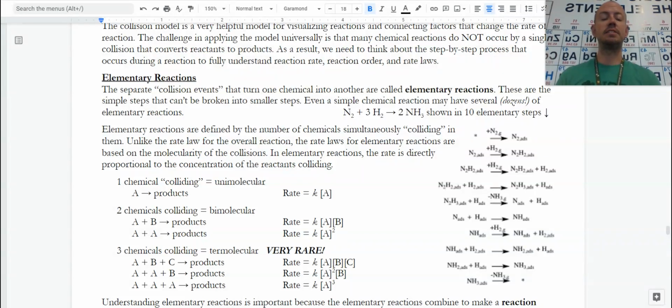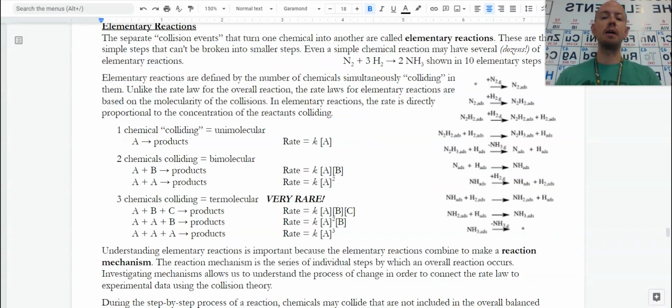The catalyzed process of turning nitrogen and hydrogen into ammonia is broken down here into 10 elementary steps, even though it's just the simple idea of turning that reaction. When we're thinking about elementary reactions, we really focus on how many molecules are colliding because that makes a connection and allows us to understand the collision model.